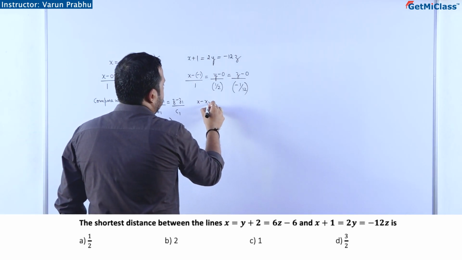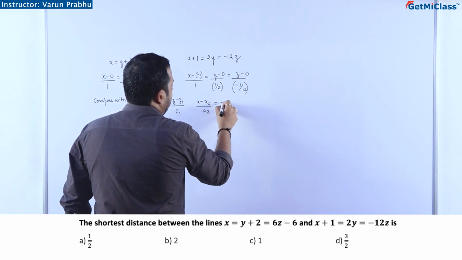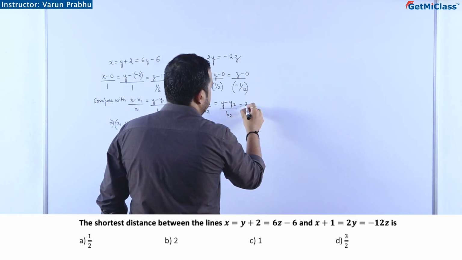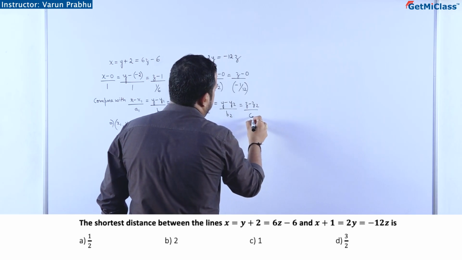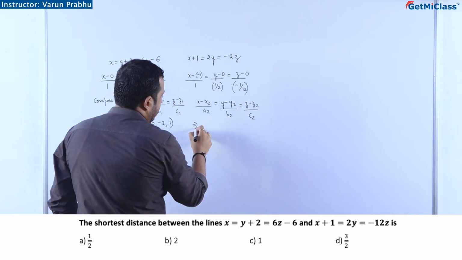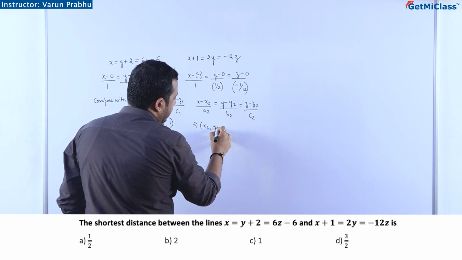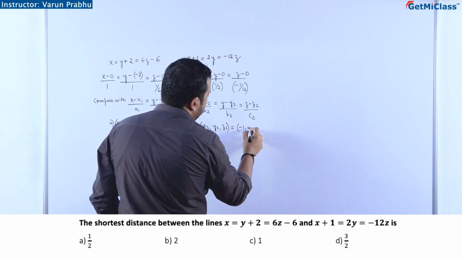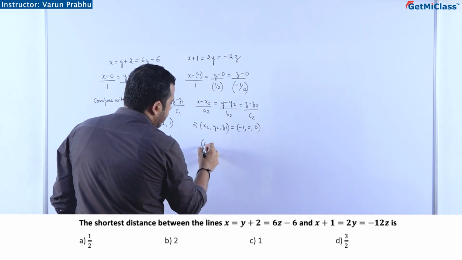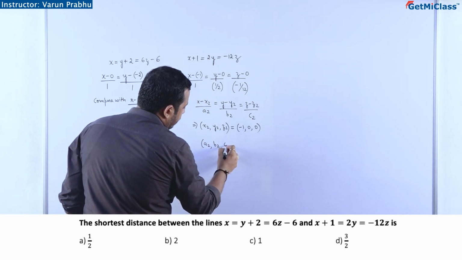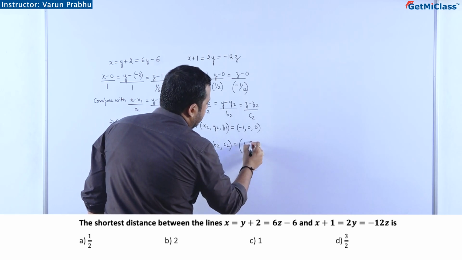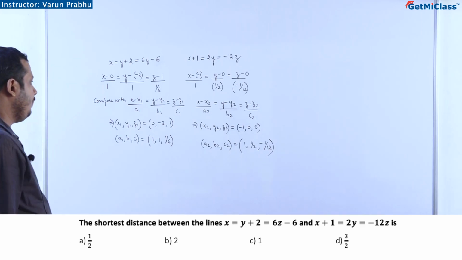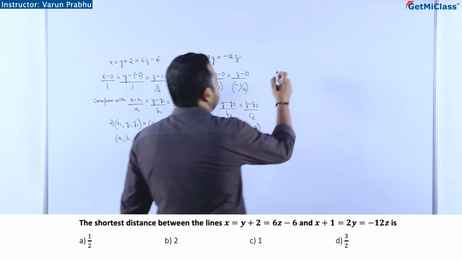Similarly, (x minus x2) divided by a2 equals (y minus y2) divided by b2 equals (z minus z2) divided by c2. This implies that x2, y2, z2 equals minus 1, 0, 0, and a2, b2, c2 is 1, half, minus 1 divided by 12. Now, how do you calculate the distance between the two lines?